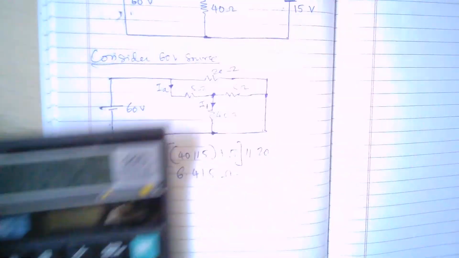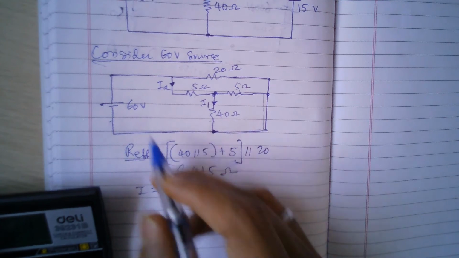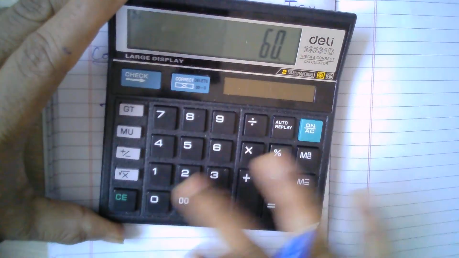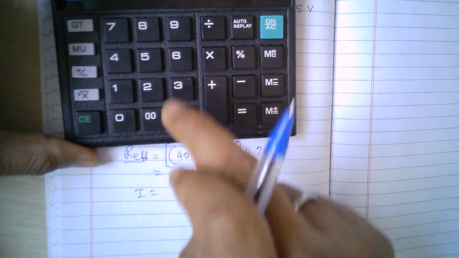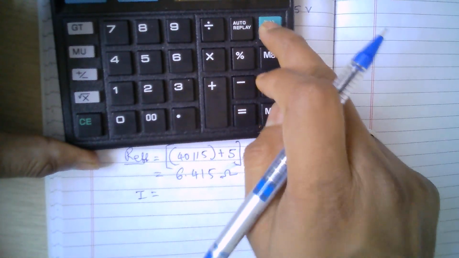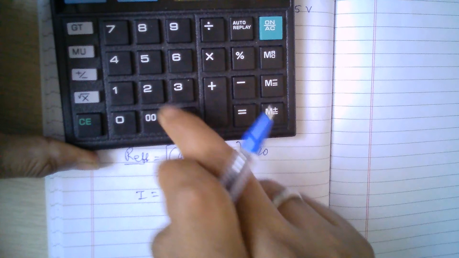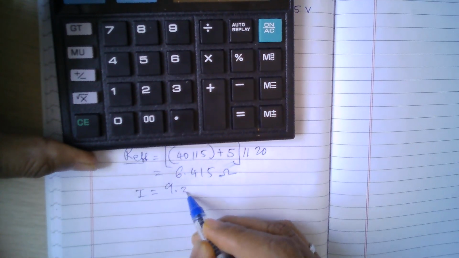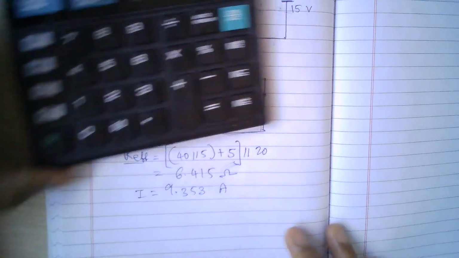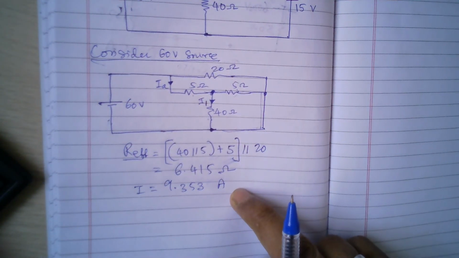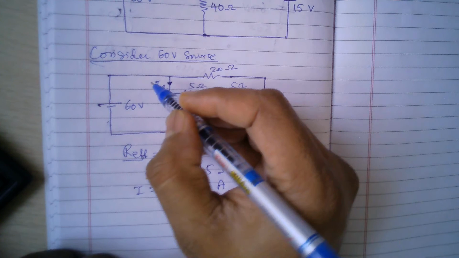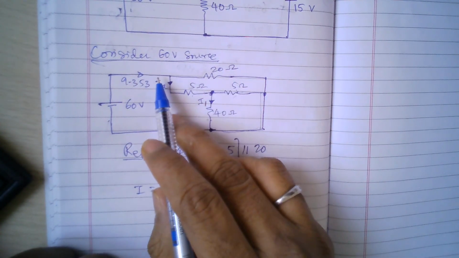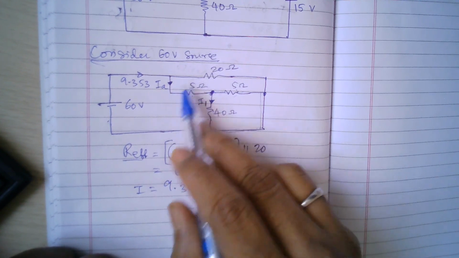Now what is the current? So the total current will be voltage by resistance. So 60 volts divided by 6.415. 60 divided by 6.415. So that is 9.353 amperes. Okay, so this is the total current. So this 9.353 is flowing here. Now at this point the current division is happening.